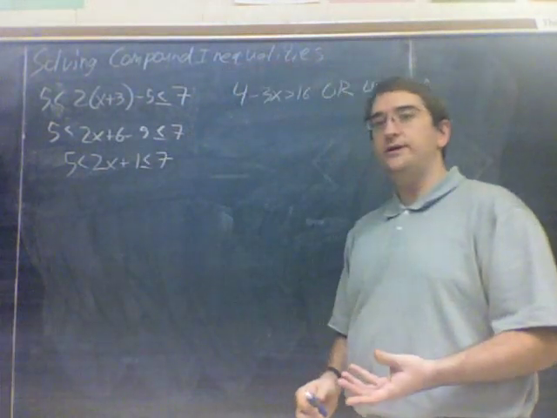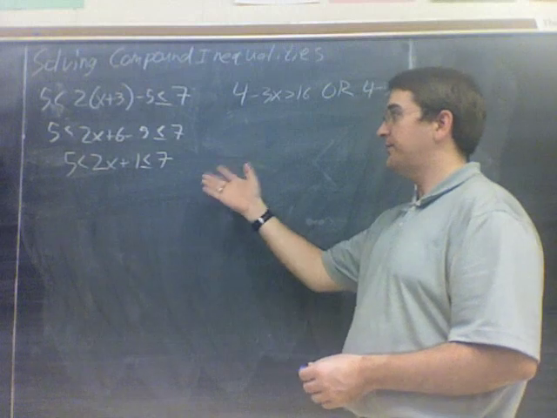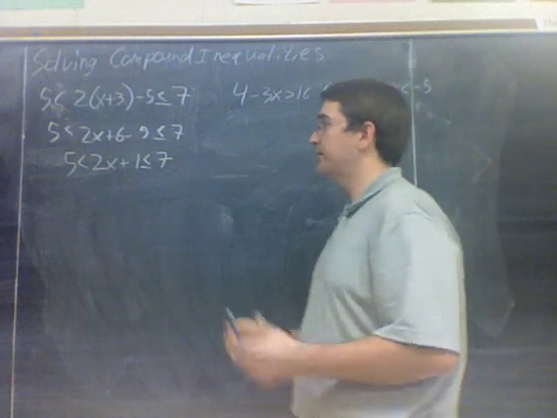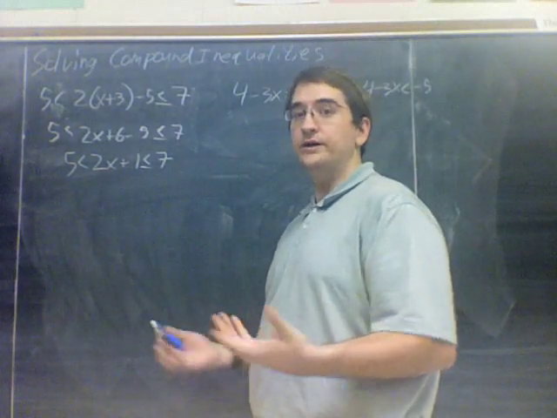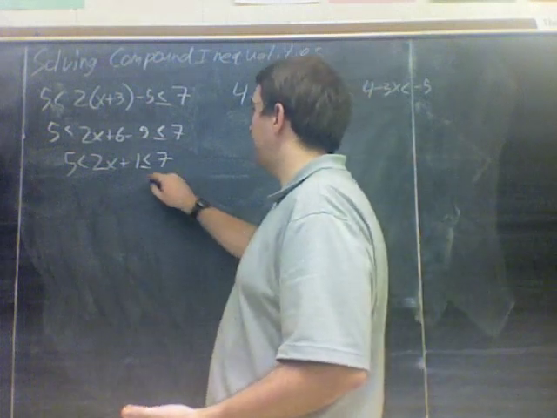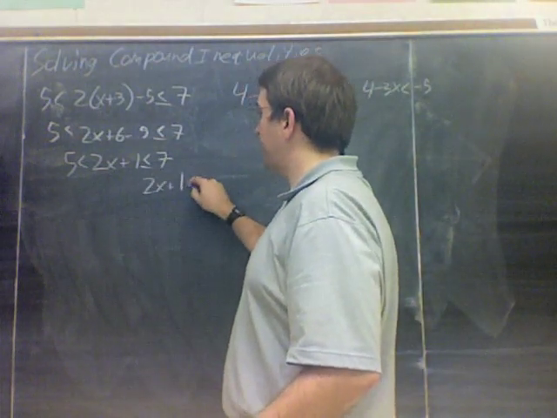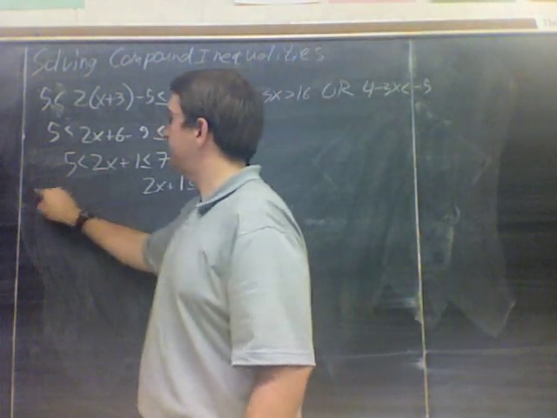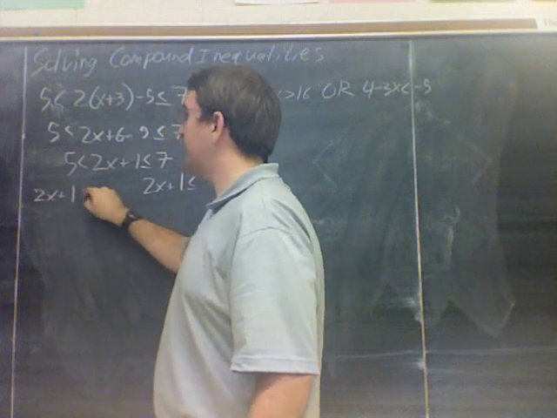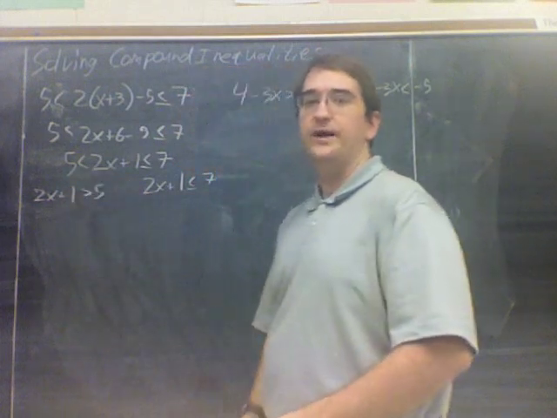Now, as we noted in the previous video, a compound inequality like this is actually two inequalities being expressed at the same time. We have 2x plus 1 is less than or equal to 7, and we have 2x plus 1 is greater than 5, just changing the direction of that inequality.